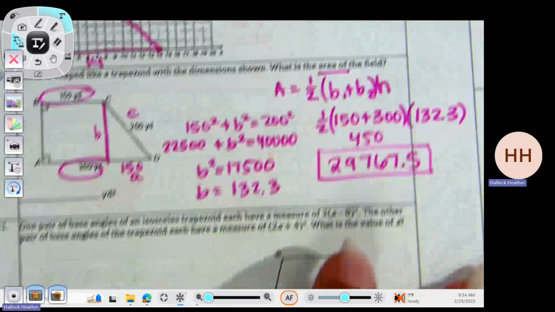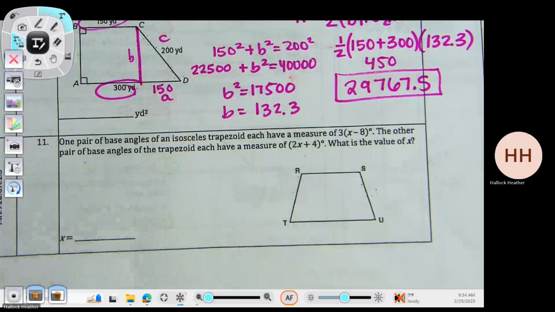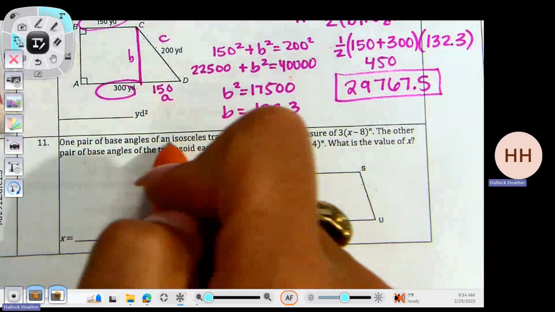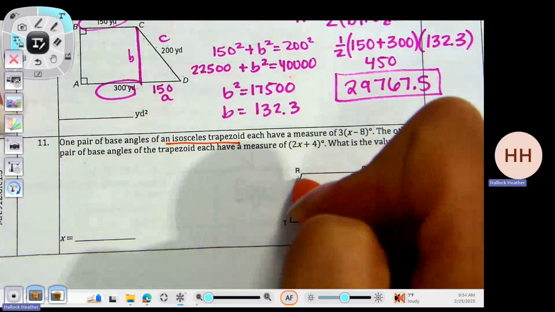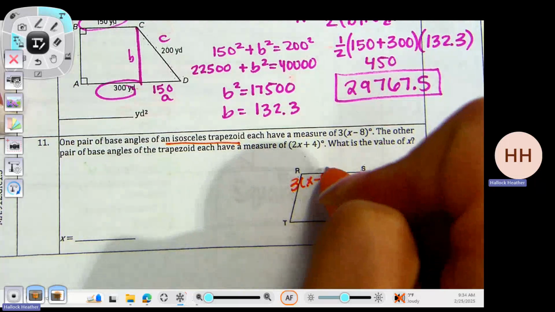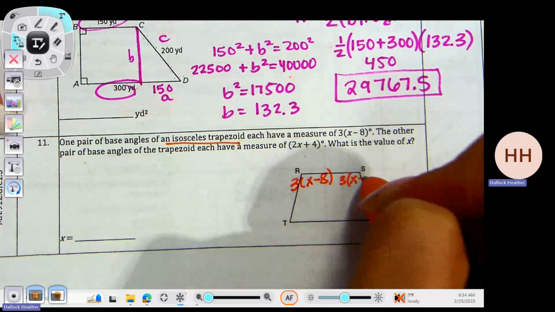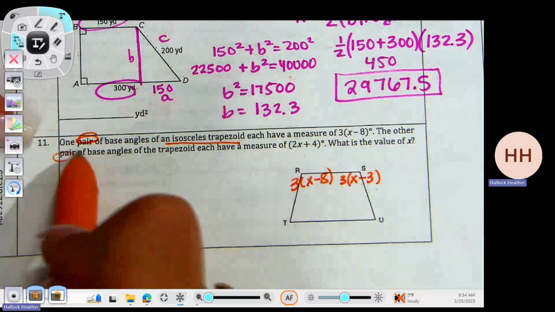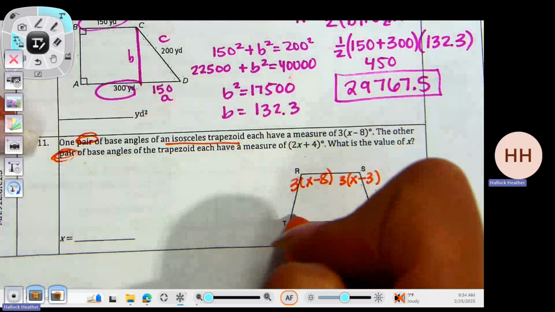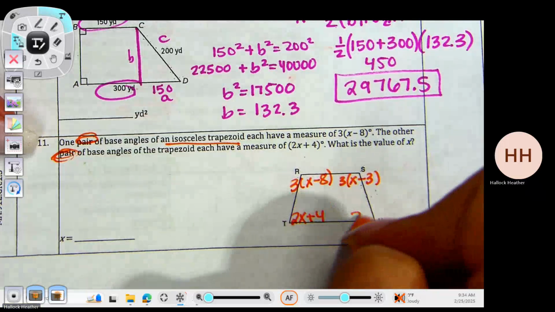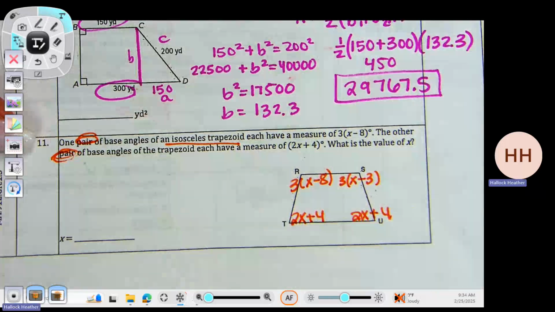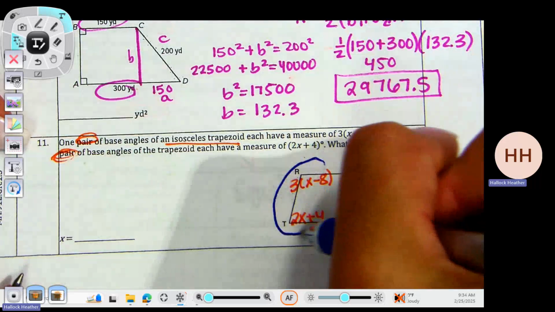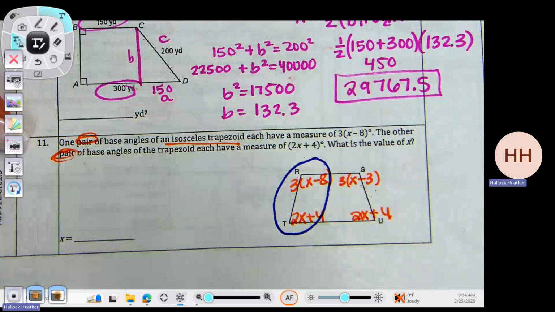The next one is also a trapezoid. So it says one pair of base angles of an isosceles trapezoid, so I know the base angles are congruent, is 3 times x minus 8. And this one's also 3 times x minus 8 because it's a pair. The other pair is 2x plus 4. So what we're going to do is take half of it and add to make 180, because consecutive angles add to make 180.